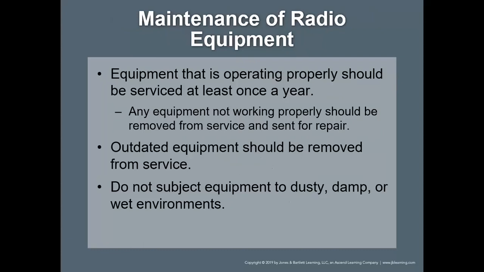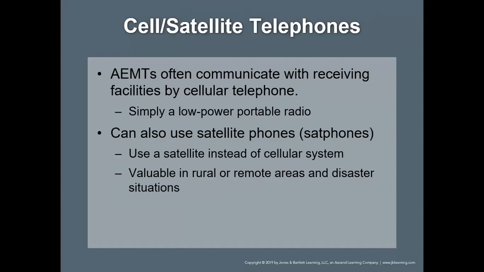Maintenance of radio equipment: equipment that is operating properly should be serviced at least once a year. Any equipment not working properly should be removed from service and sent for repair. So we can't use defective equipment. Outdated equipment should be removed from service. Do not subject equipment to dusty, damp, or wet environments. These can interfere with the function of the equipment.